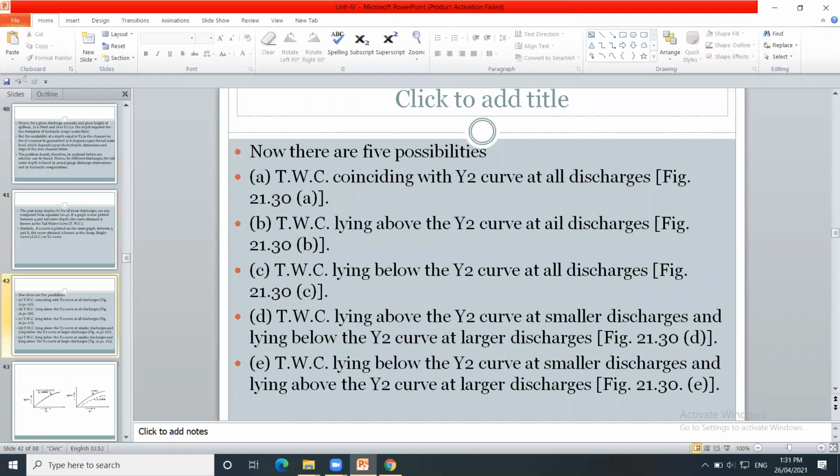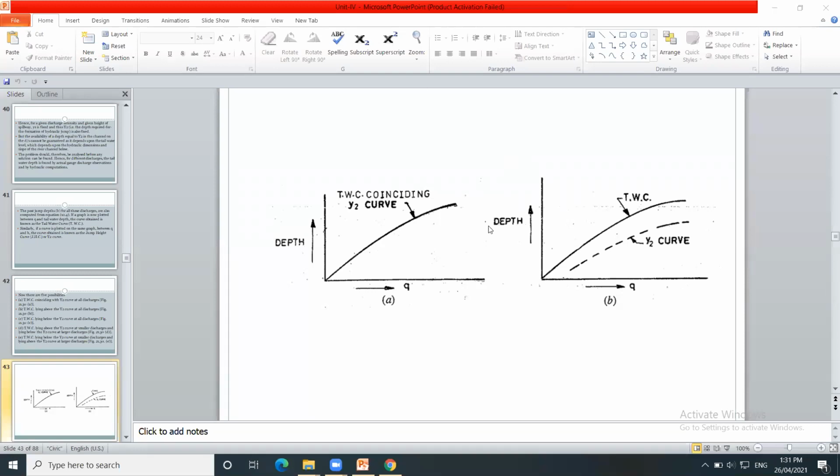See this. This TWC curve coinciding. See this in this diagram. The graph between Q and depth, the Y2 curve coinciding with the TWC curve.